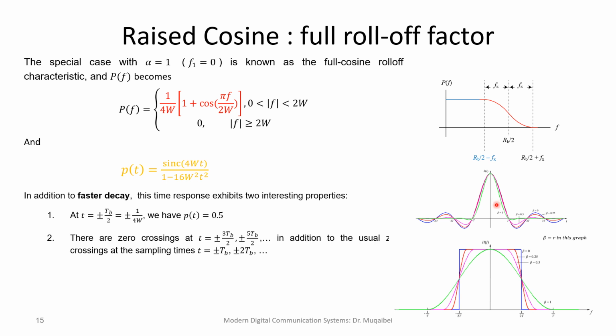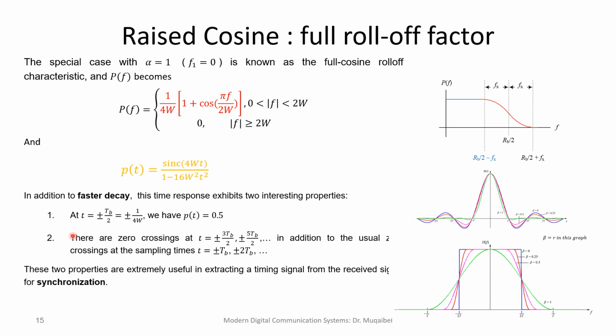Now, also we notice here that we have an additional zero crossing in between, if you zoom in. So there are zero crossings at these exact points, and we have an additional zero crossing in between. Those 2 features are proven to be very important when it comes to synchronization. So in total, we have 3 features for the full rolloff factor: faster decay, we know the values at half the period, and also we have additional zero crossings, and that's very good for synchronization.